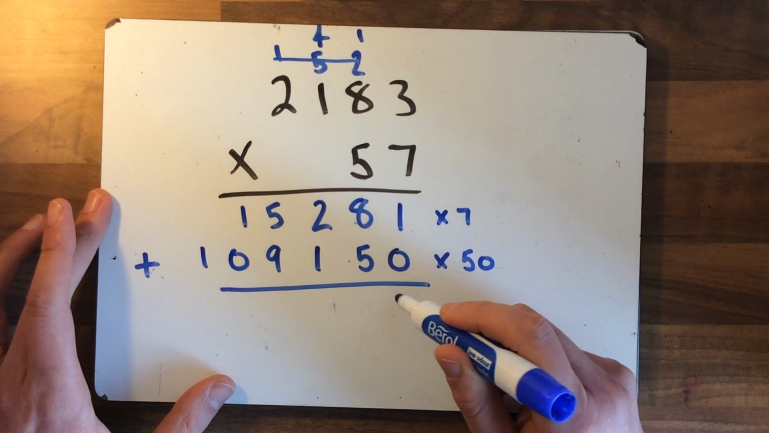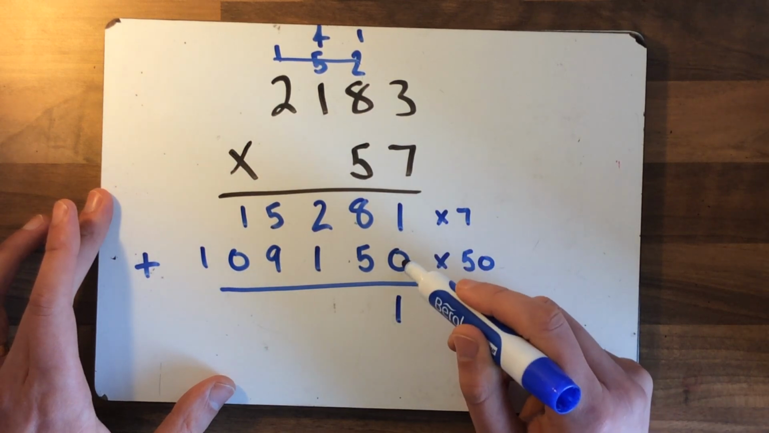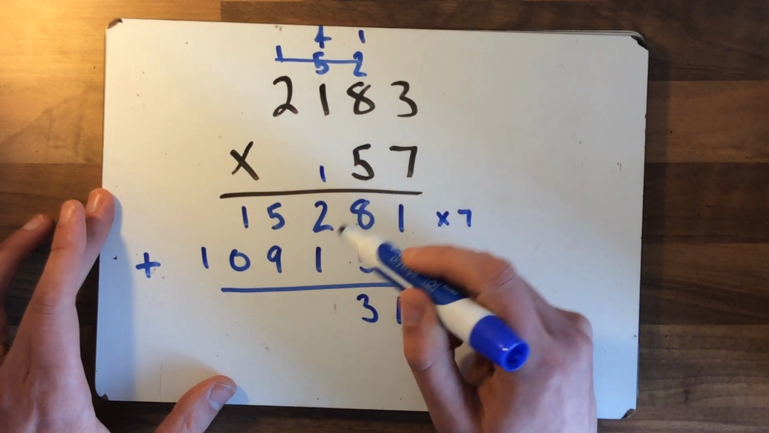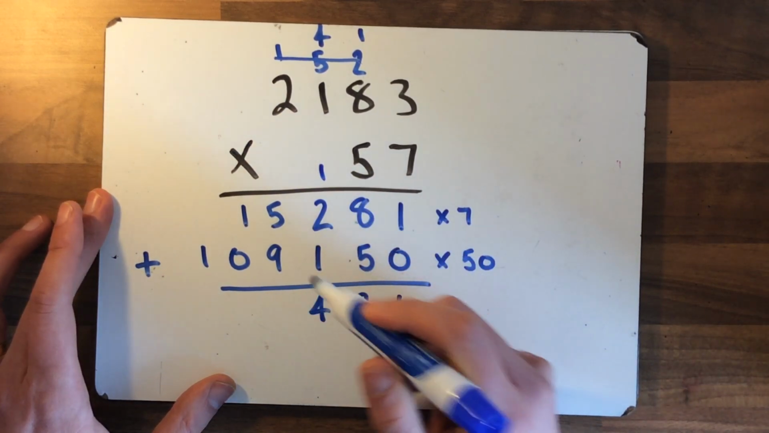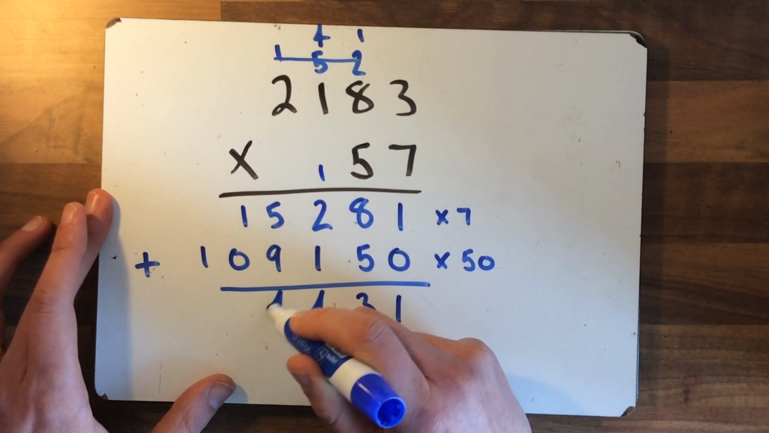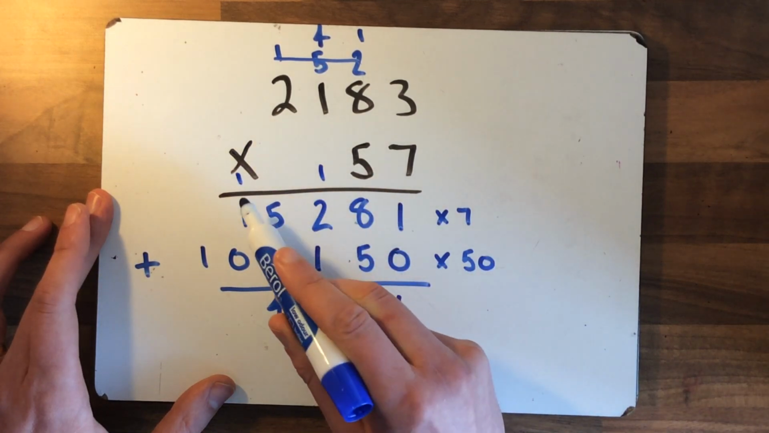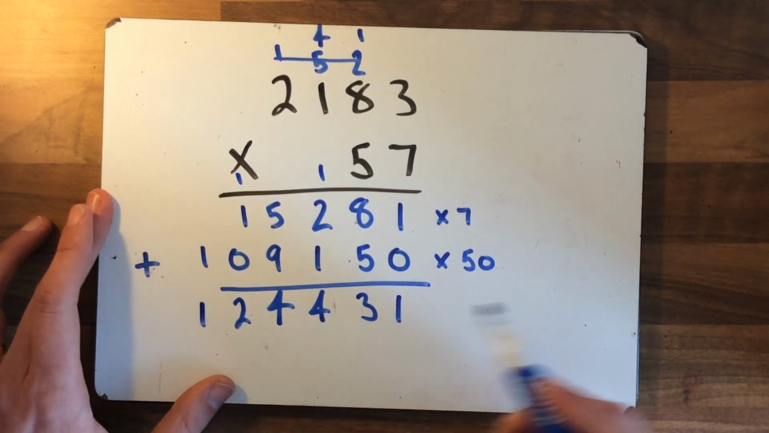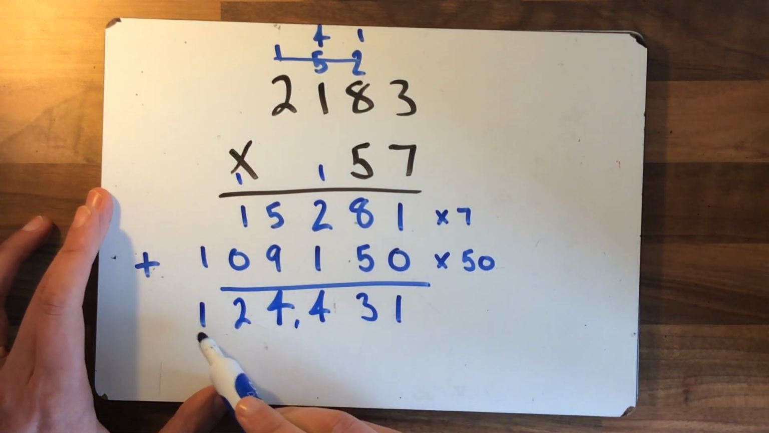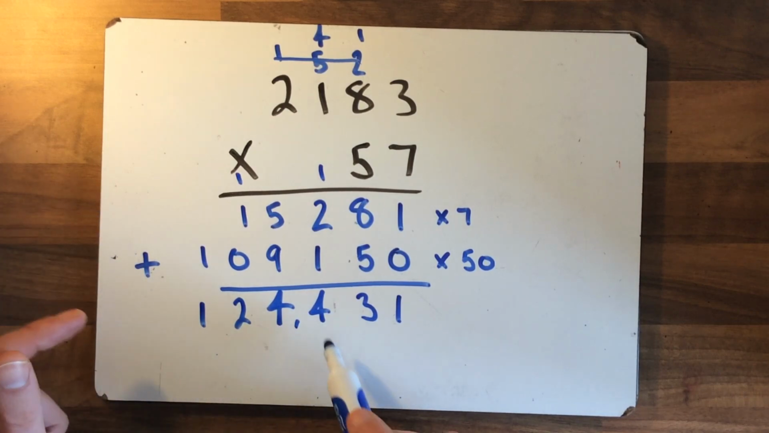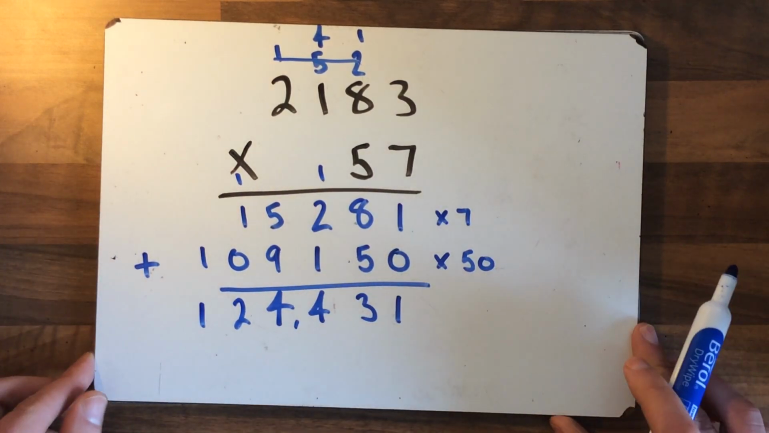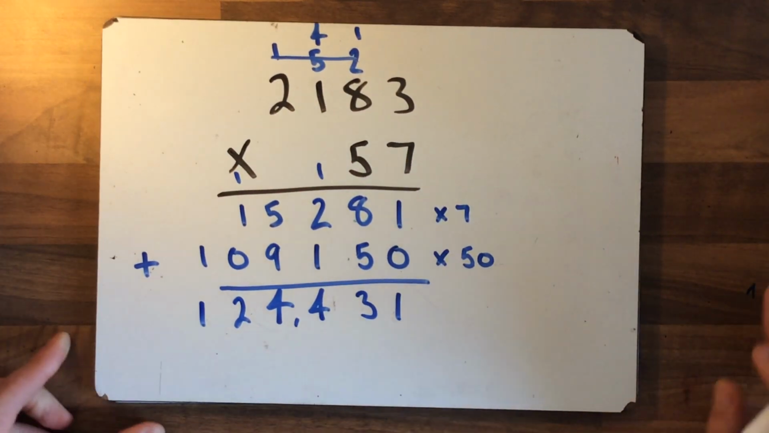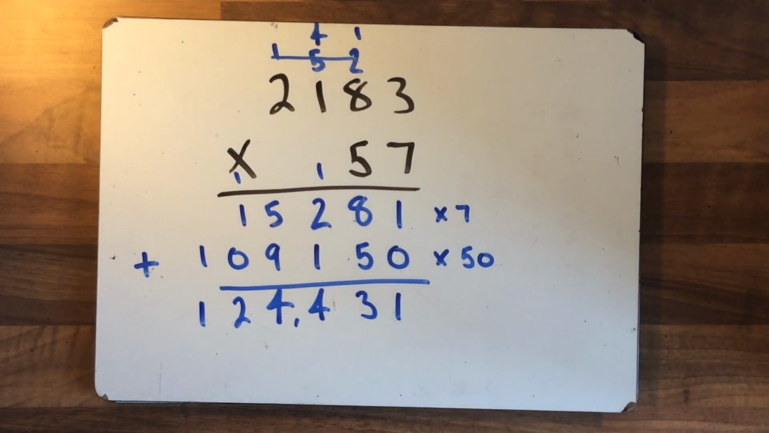And then we can start to add. So 1 and 0 is 1. 8 add 5 is 13. 2 add 1 is 4. 9 add 5 is 14. 1 add 1 and nothing is 2. And then the 1 goes there. So the answer is 124,431.